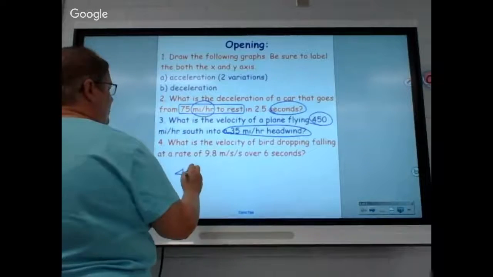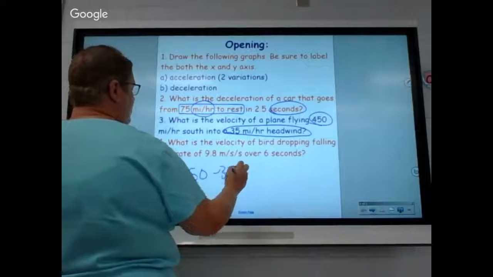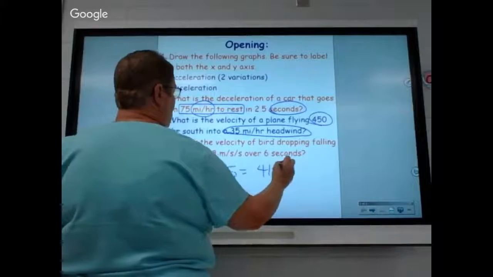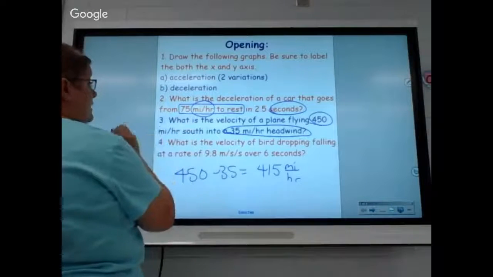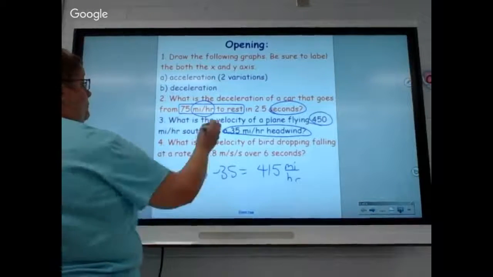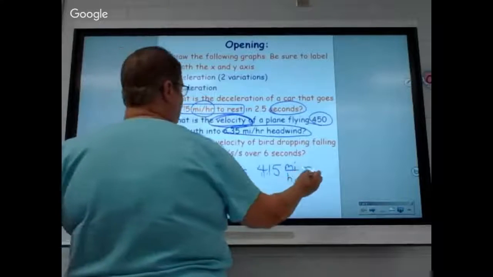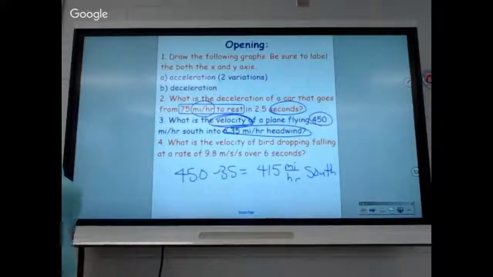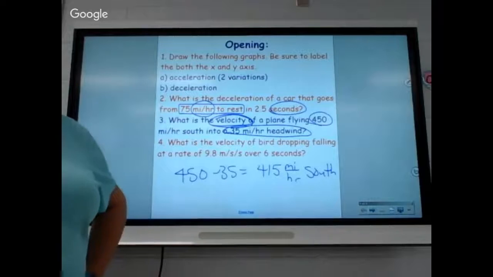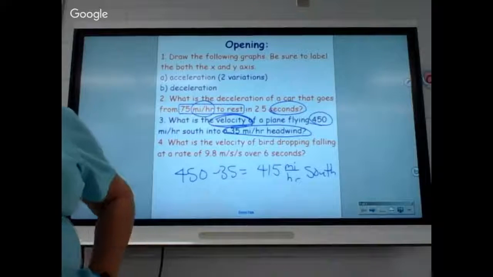So 450 subtract 35 is 415 miles per hour. I need something. South. There you go. We're finding a velocity, so you have to tell the direction. So you have to write south. If you don't tell the direction, have you given a velocity? No. Velocity gives direction. Wouldn't it be scalar if you just? Yes, it would be a scalar, which would be a speed if you don't give the direction. That is correct.